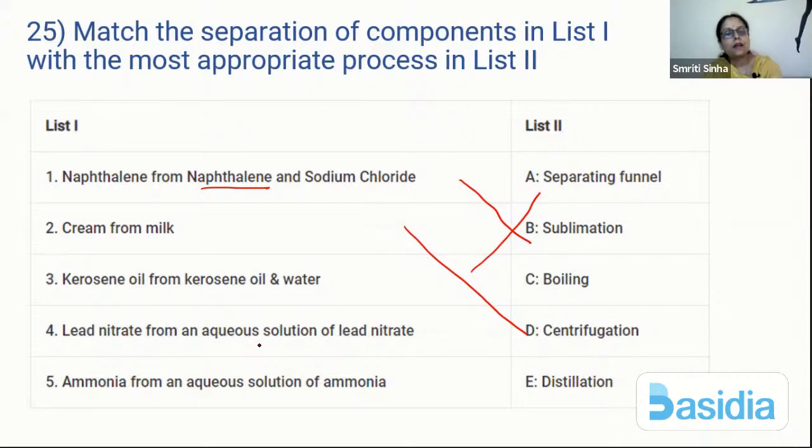Next, lead nitrate from aqueous solution of lead nitrate. As you can see, you want to separate the lead nitrate from its aqueous solution, where both have different evaporating points. So that is distillation. And last is ammonia from aqueous solution of ammonia, just by boiling, because ammonia is a gas. At the boiling point, it will leave the solution completely, leaving behind the aqueous part, that is water, below.